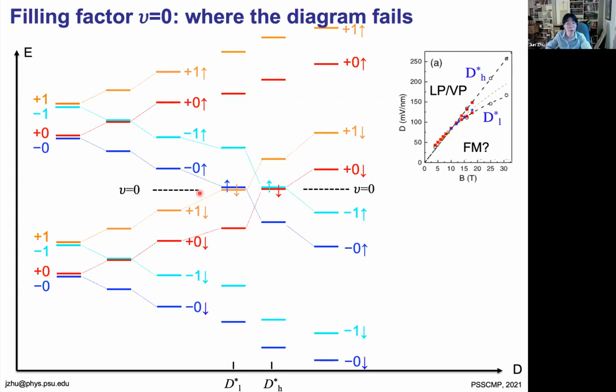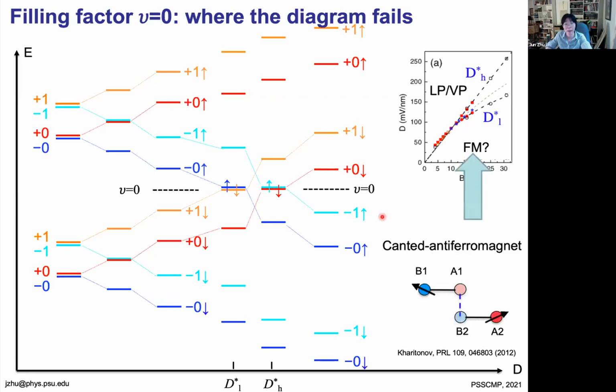And if I go to very small D field, less than D_L star, going towards 0, if I look at the diagram, it says nu equals 0 is a ferromagnet because I have all spin polarization here, right? So, but in fact, it is not.